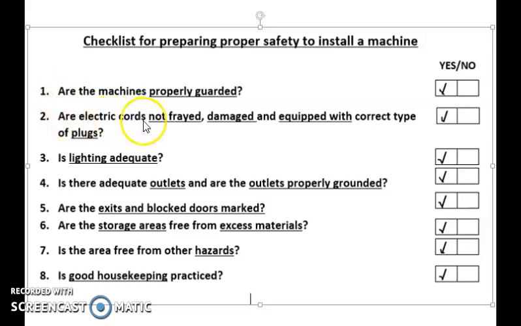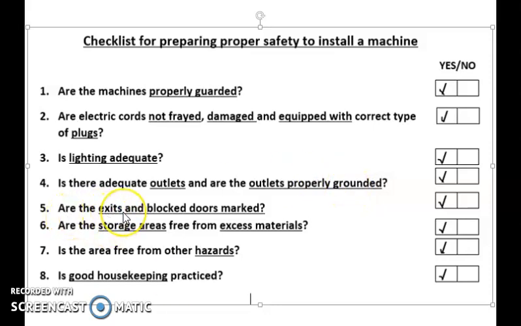Second one, are electric cords not frayed, damaged, and equipped with correct type of plugs? As I underlined previously, I've underlined the keywords here. So look at the third one. Is lighting adequate? So the lighting should be adequate to install a machine. So that's why it's checked. Yes, it is done. I ticked it. Are there adequate outlets and are the outlets properly grounded? So outlets should be there. So they should be grounded properly.